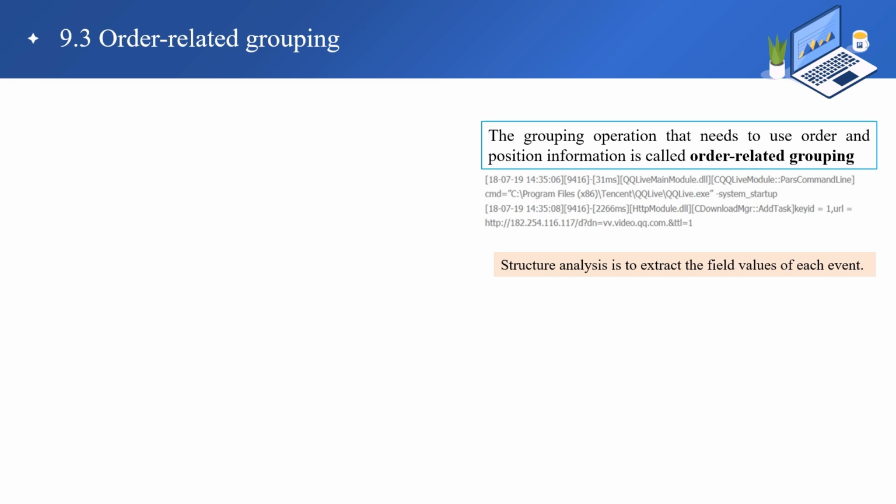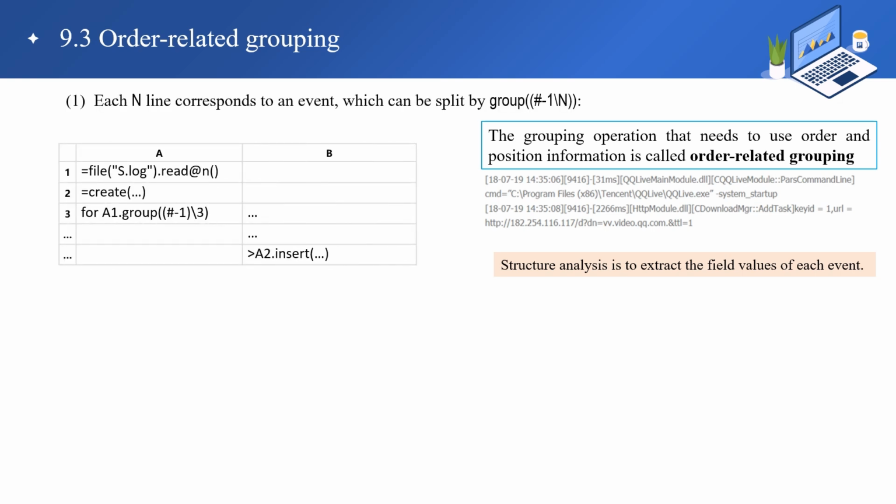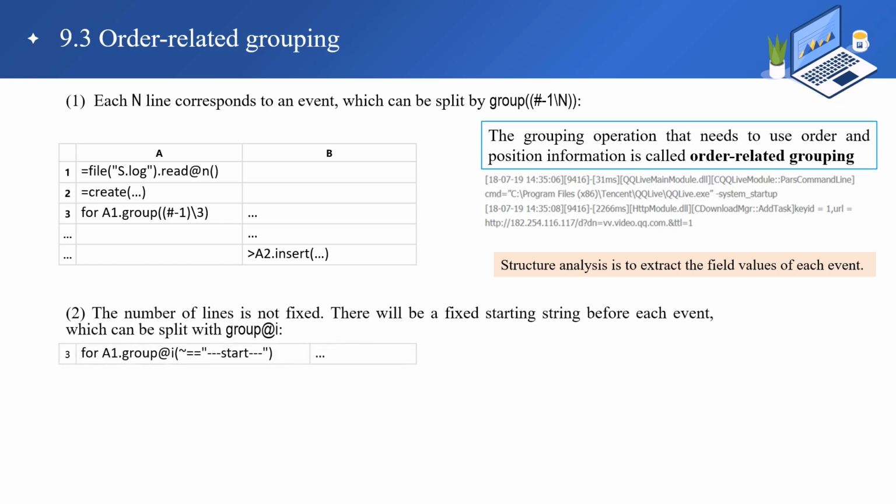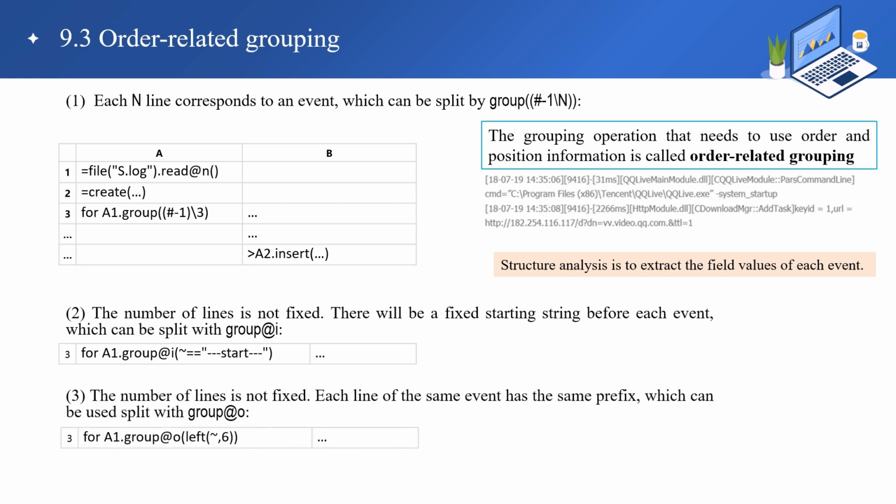The log is usually divided into events in several ways. 1. Each n line corresponds to an event, which can be split by group #1\n. 2. The number of lines is not fixed. There will be a fixed starting string before each event, which can be split with group @I. 3. The number of lines is not fixed. Each line of the same event has the same prefix, such as the user ID of the log, which can be used to split with group @O. After splitting, the code can concentrate on parsing the field values from the string of each segment. Of course, this is usually not a simple task.